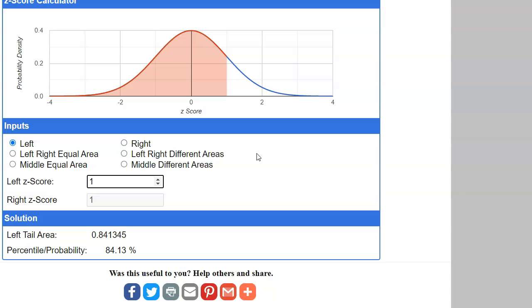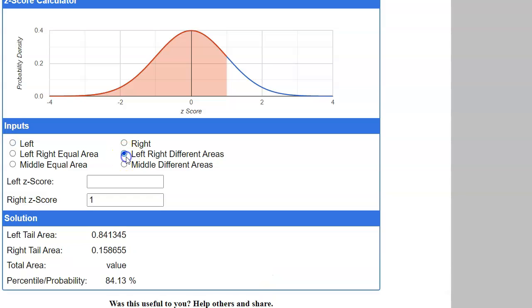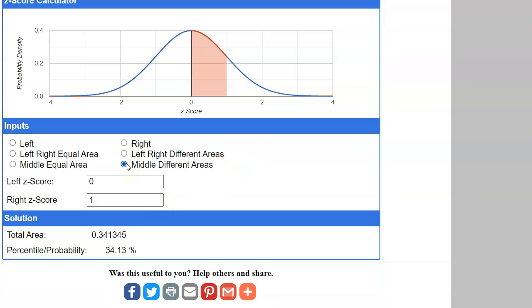The other thing that I wanted to show you was the left, right, different areas. I'm going to go ahead and click on that, and it's going to give me this value. I was waiting for it to get me to that 100% because I know we just revisited the 15%. This is the 84%, or 16% if you round up. And we want that middle area. That middle area we know is that 34.13%. Now I'm going to do both areas.